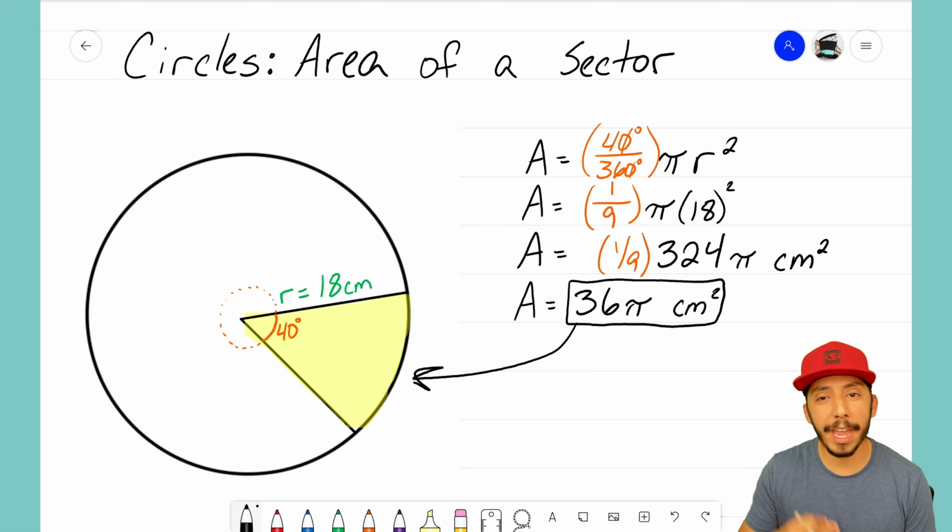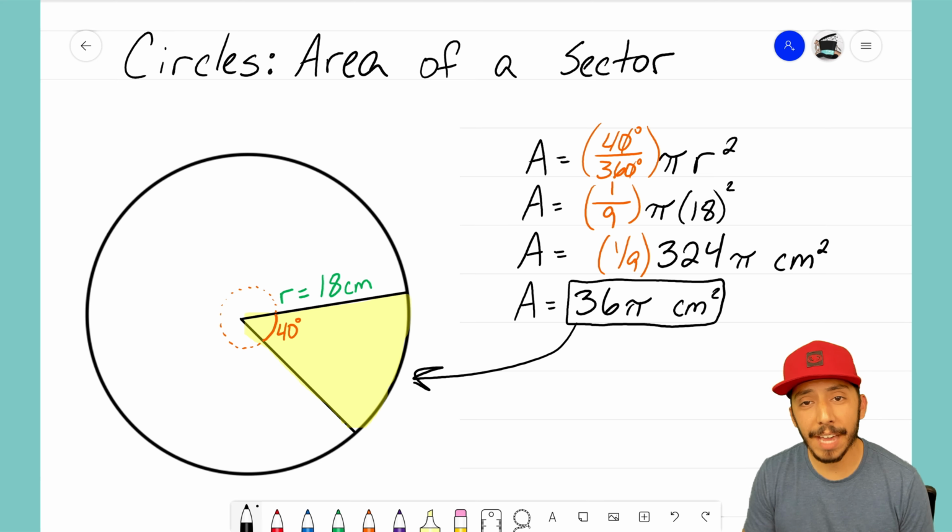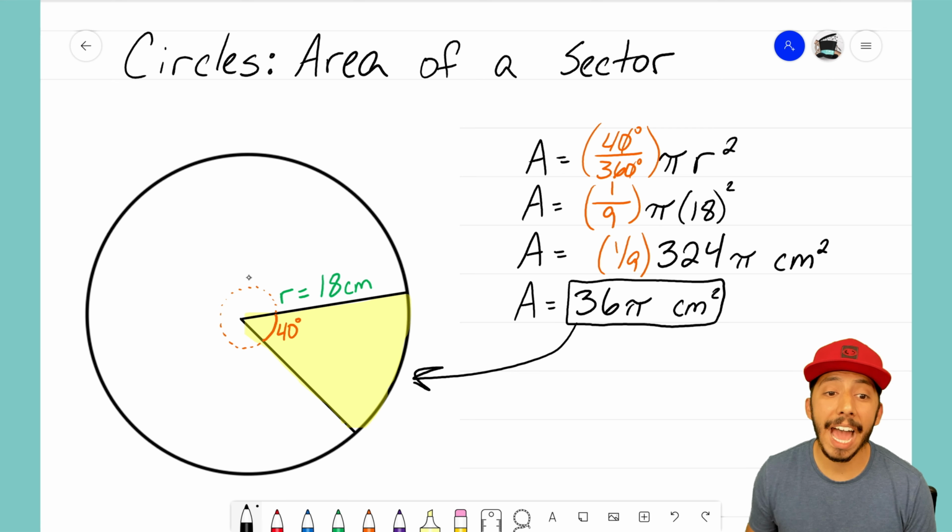Notice that it's the same area formula, pi r squared, but the adjustment we have to make is the fact that it is a piece of the circle. It's a sector of the circle. A 40 degree angle out of 360 degrees creates the fraction that allows us to know what we need to multiply by.